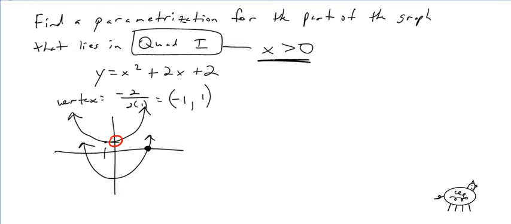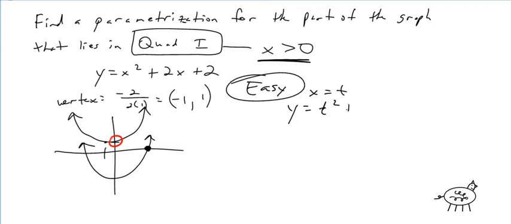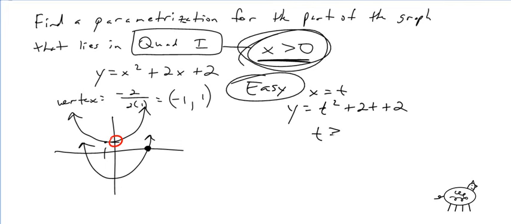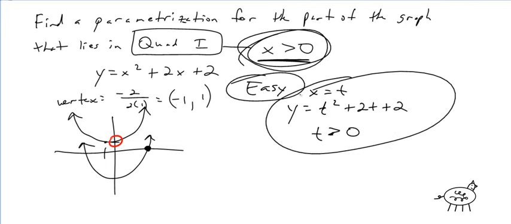And let's make our parametric equation. This is easy when it's this case, because first of all, x equals t, and then y equals t squared plus 2t plus 2. And this is a big thing here: x is greater than 0, so that means t has got to be greater than 0. Not greater than or equal to, because it's got to be in quadrant 1. All right, and that's it. That's your answer for that problem. That's pretty easy to parameterize that, right?